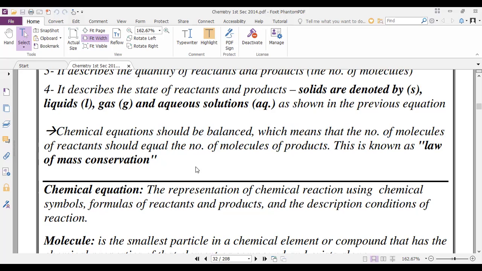Chemical equations should be balanced, which means that the number of molecules of reactants should be equal to the number of molecules of the product. This is known as the law of mass conservation.